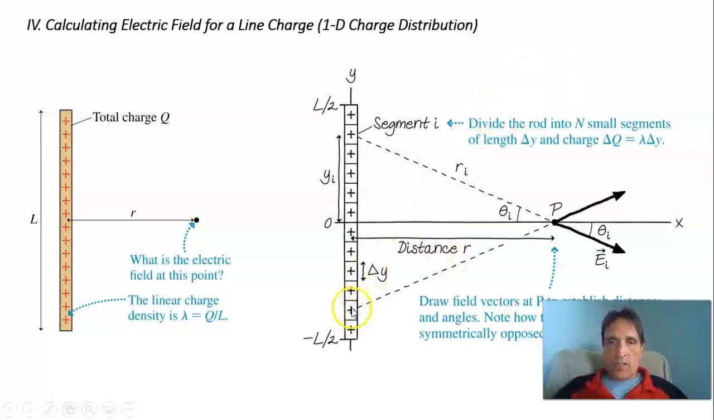In each little element delta y here, there will be an amount of charge delta Q, which is the charge per length lambda times the length delta y.